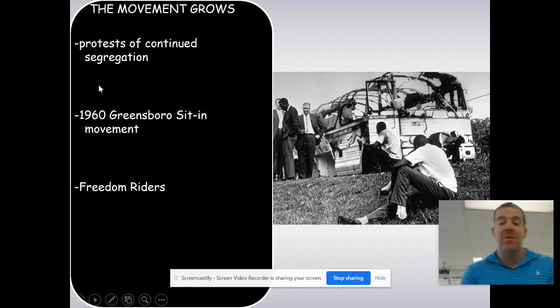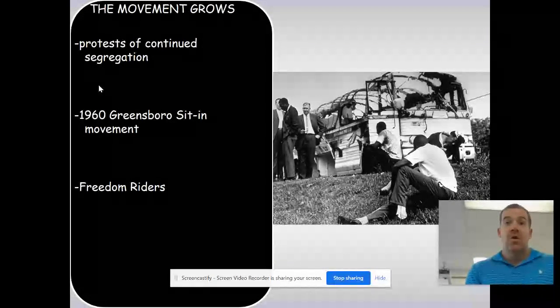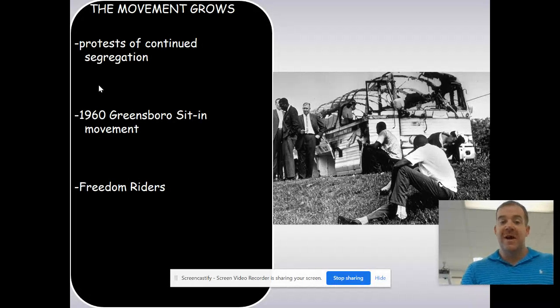In Greensboro, you have a sit-in movement led by the Student Nonviolent Coordinating Committee. What they did to protest segregation was they started sitting at the lunch counters in Greensboro, at the Woolworths lunch counter, where only white customers could sit. So the African American students there at North Carolina A&T, which is in Greensboro, started sitting where they weren't supposed to sit. They were sitting at the only white section. So you have that with the Student Nonviolent Coordinating Committee.